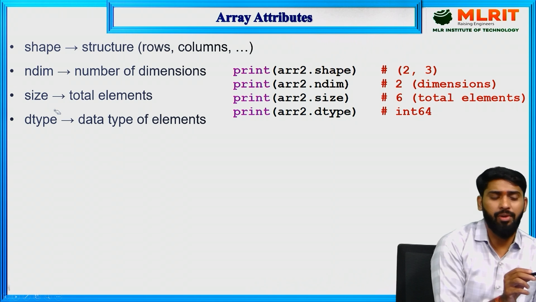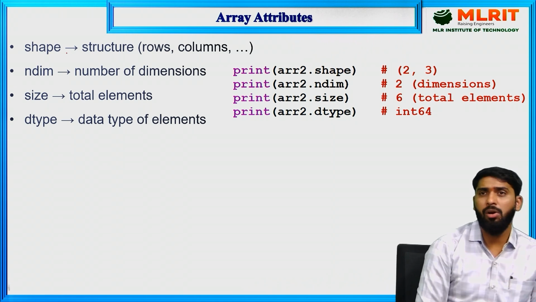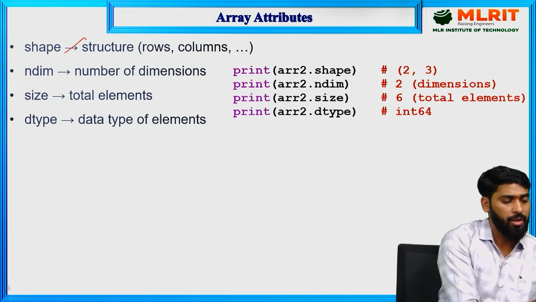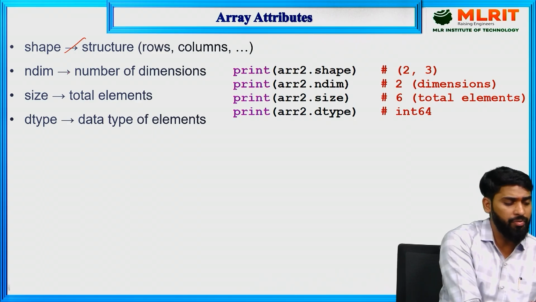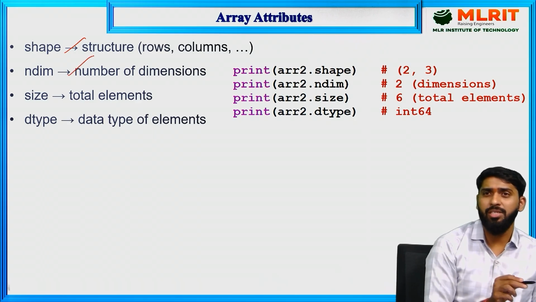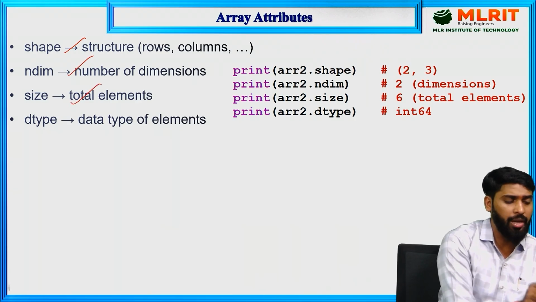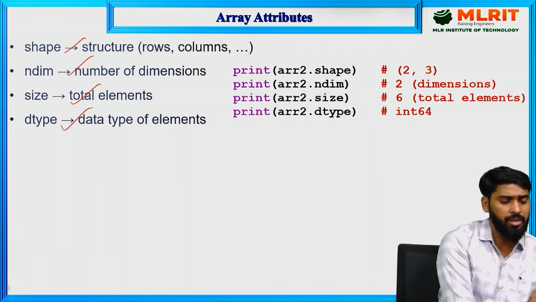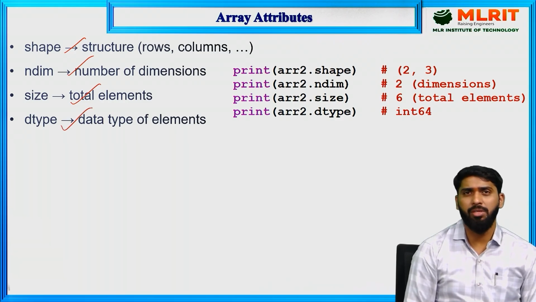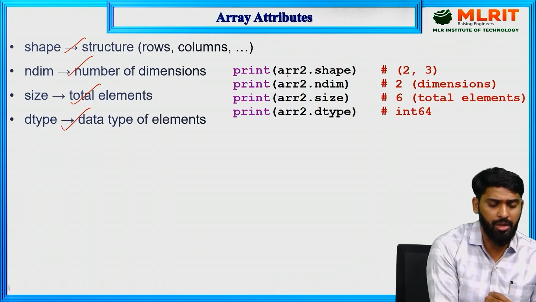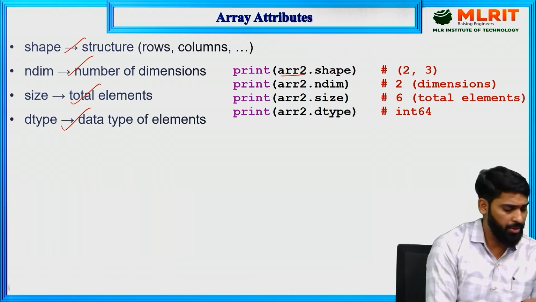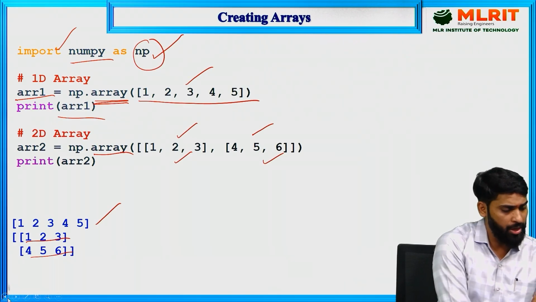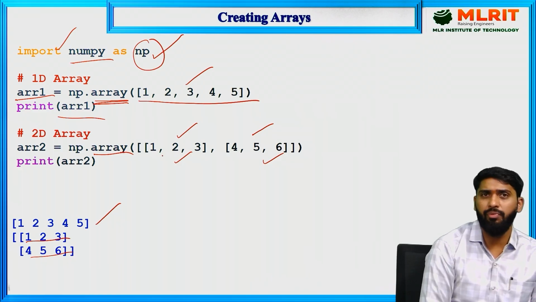Shape means it will return rows and columns. ndim means number of dimensions. Size means it will return total elements present in the array. Now dtype means it returns the data type of elements. So for example here, print arr.shape. In the previous example, this is the arr, 1 2 3 4 5 6.